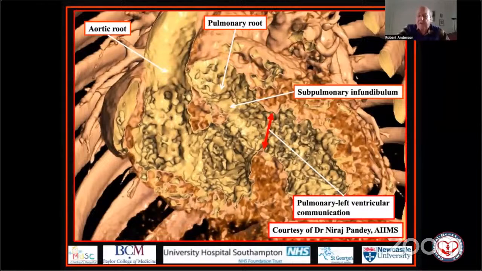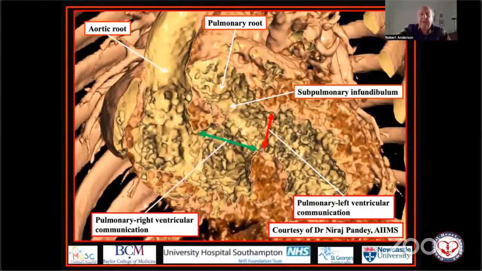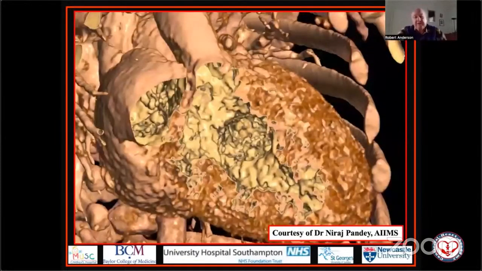So the key features are the pulmonary left ventricular communication. Again, this is the outflow tract for the left ventricle, but the major feature for the surgeon is the pulmonary right ventricular communication, because this is the space that will be closed so as to put the pulmonary root back into the left ventricle. So when we look at the heart from the front in another of Neeraj's beautiful virtual dissections, there we see the margins of the space around which the surgeon is going to place his patch so as to tunnel the pulmonary root into the left ventricle.